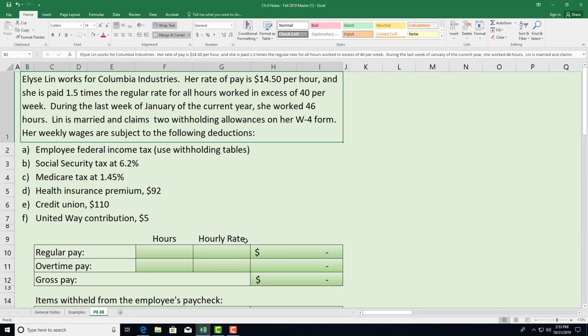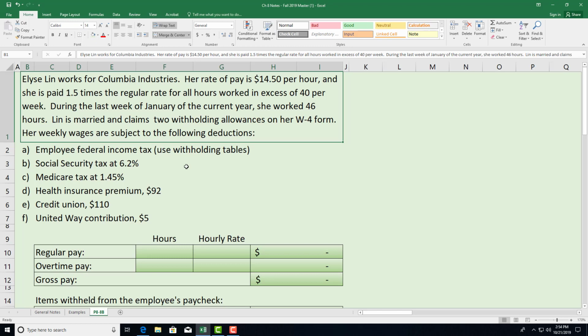Okay, we are now picking up with example 88B, which is on the third tab of the Chapter 8 notes. In this problem, we have Elise Lynn. She works for Columbia Industries at $14.50 per hour, time and a half over 40 hours. We are doing the calculations for a pay period where she worked 46 hours, and she is married, claiming 2 allowances. So we're going to calculate the items withheld from her check and then make a journal entry.